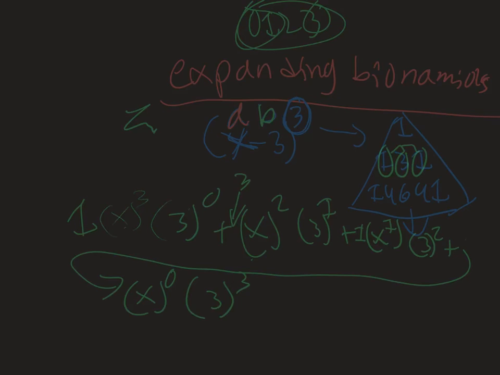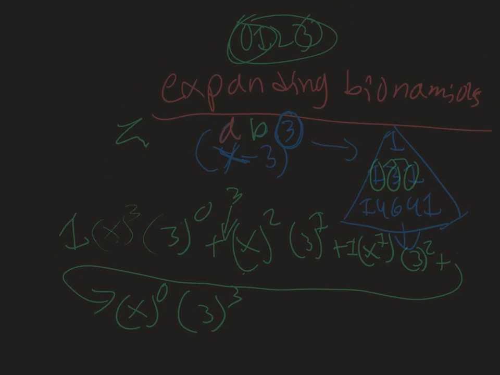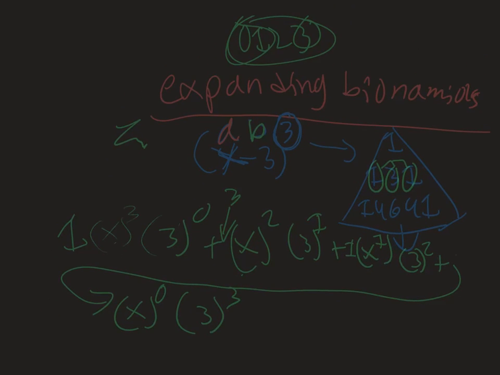Anyways, continuing with this, we see that we have 3 to the power of 0, and 3 to the power of 0 is obviously 1, so that's just going to be 1 times 1 is 1. So then that's just going to be x to the power of 3.